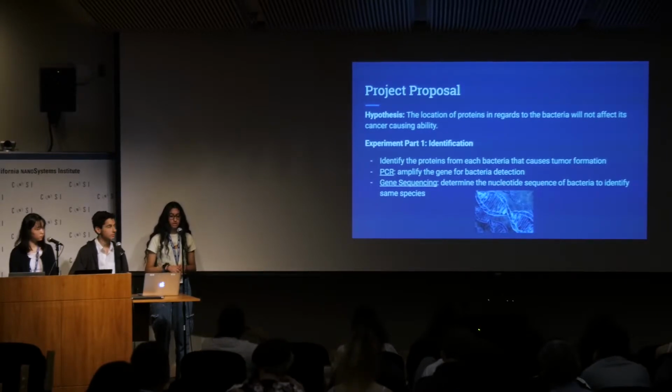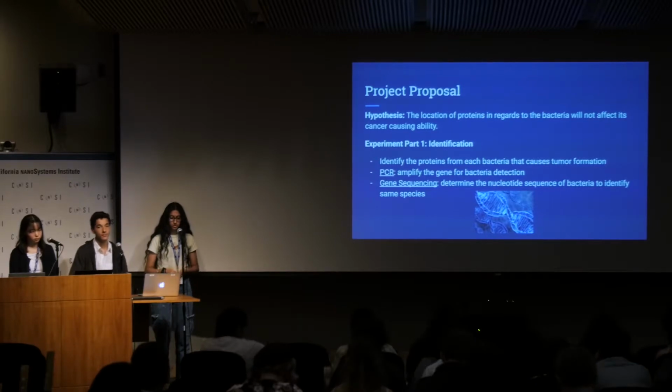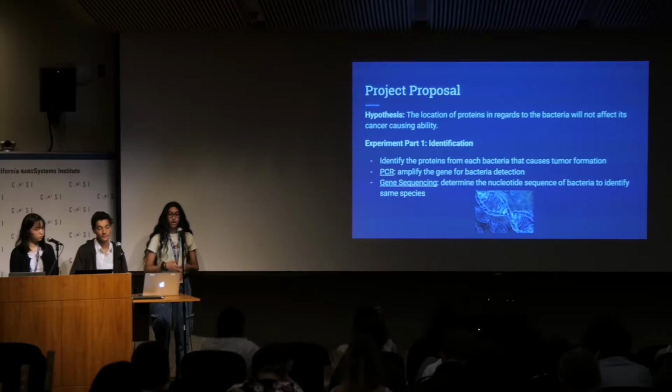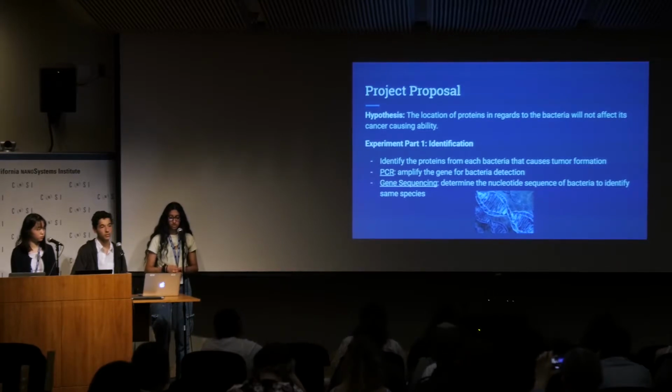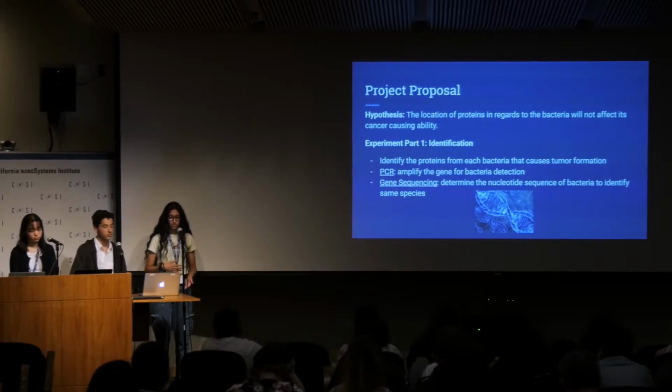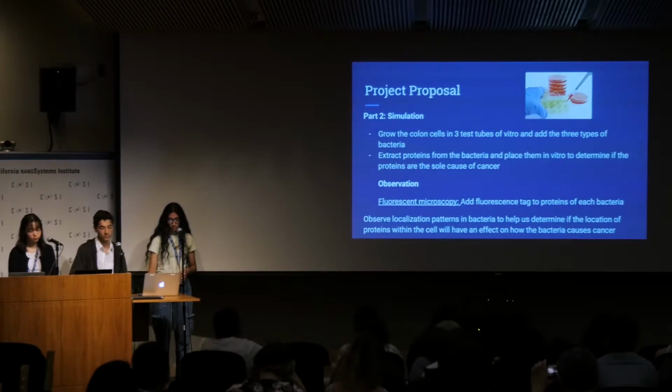The first part of our experiment is to identify which proteins in each bacteria cause tumor formation. In order to confirm that our samples are of the correct bacteria, we will utilize gene sequencing and compare the entire nucleotide sequence of previously identified samples of each of the cancer-causing bacteria with our new samples. Then, to find which specific proteins in each of the 3 bacteria cause tumor formation, the polymerase chain reaction can be used to cut off all DNA that does not code for cancer-causing proteins and can then amplify the specific protein sequence for comparison with known sequences of cancer-causing proteins.